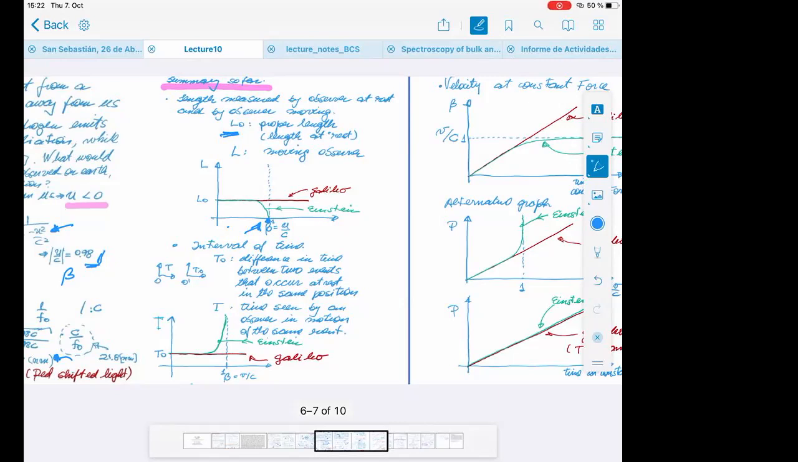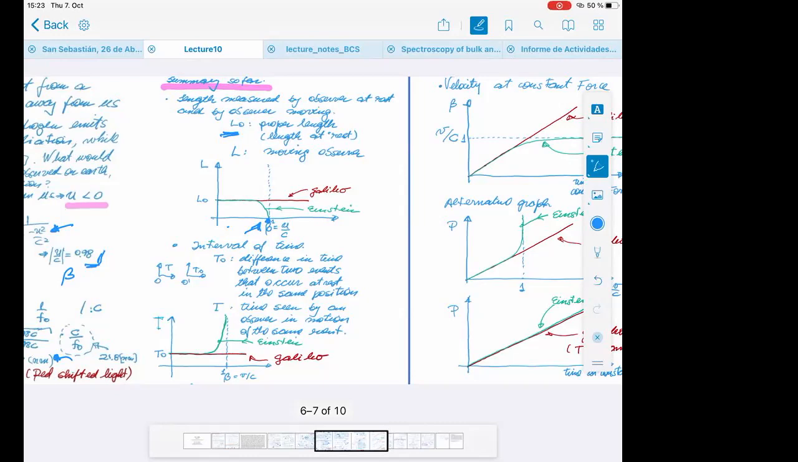The interval of time. This is the difference in time between two events that occur at rest in the same position in a reference frame. And what happens when I see the difference between those two events from a system that is in motion? When the system is in motion, the difference in time will be much larger. So this is the green line.